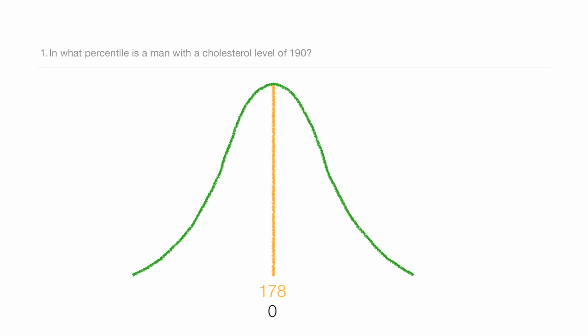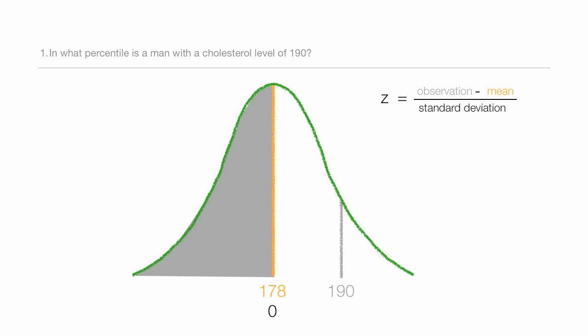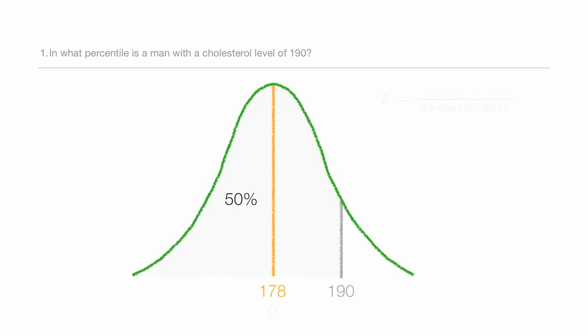Now, the next problem in the question is, in what percentile is a man with a cholesterol level of 190? The formula I'm going to use is z is equal to the observation minus the mean divided by the standard deviation. I'll draw in 190 where I think it is, and a percentile is all scores below 190. So it's this area here, and it's also that area there. It will tell us the percentile. There's a 50% chance observations are below 178, so we don't need to recalculate that area.